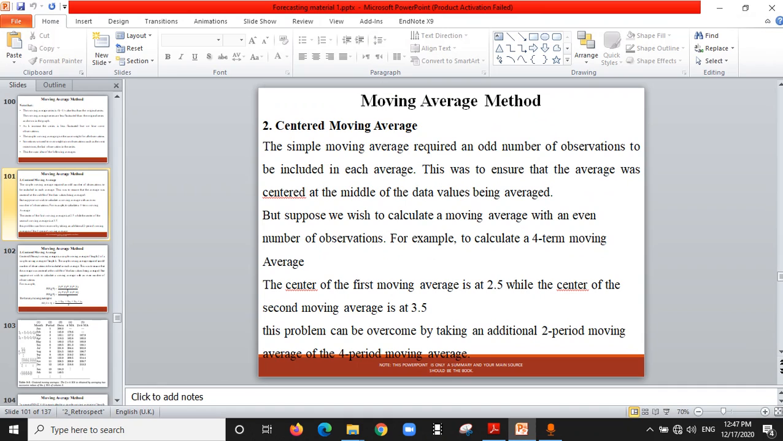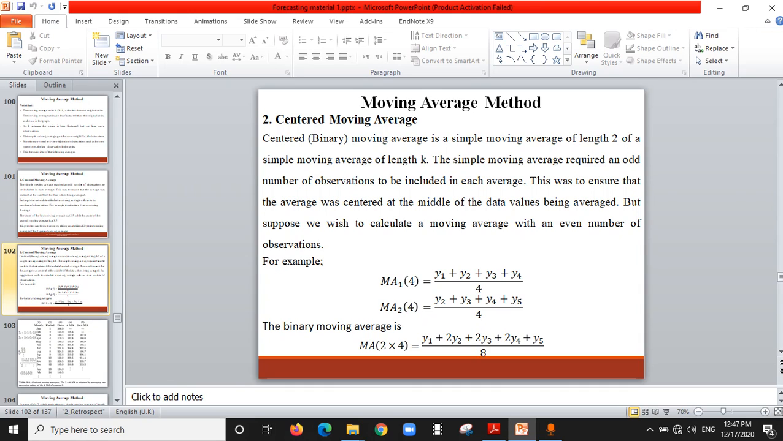So finally we can summarize what I said. The simple moving average requires an odd number, but in some cases there is an even number of observations. So the center of the first moving average will be 2.5, while the center of the second moving average will be at 3.5. This problem can be overcome by taking an additional 2-period moving average of the 4-period moving average. So the centered or binary moving average is the simple moving average of length 2 of a simple moving average of length k. The simple moving average requires an odd number of observations to be included in each average.